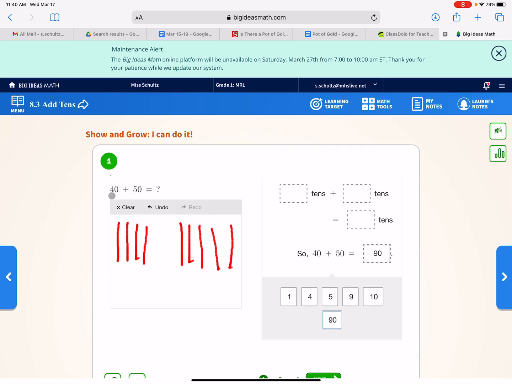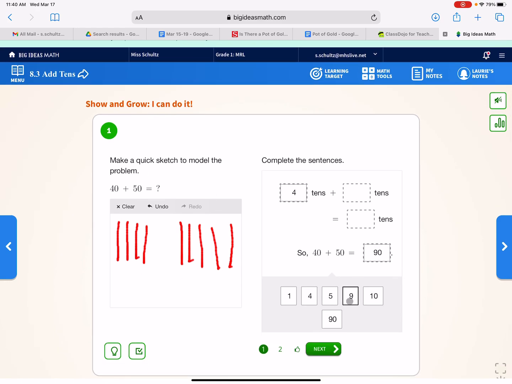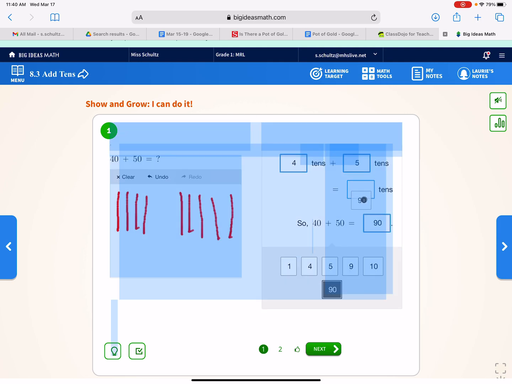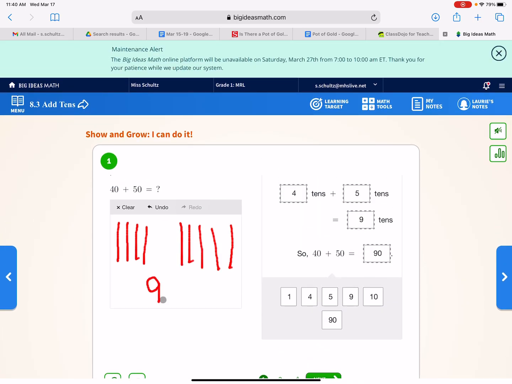So how many tens are in 40? What's in the tens place? It's 4, and 0 is in the ones place in 40. And then what about 50? Also 0 ones in 50, but 4 tens in 40 and 5 tens in 50. And then if we put them together, we get 9 tens. Because if we write the number 90, we have 9 in our tens place, and we have 0 ones in our ones place. So it'll only be 9 tens because 9 is in the tens place in 90.